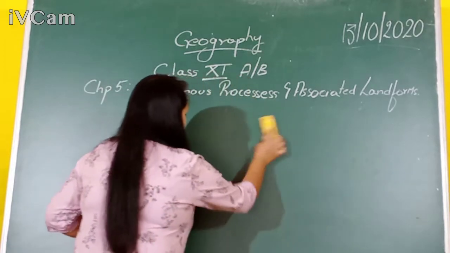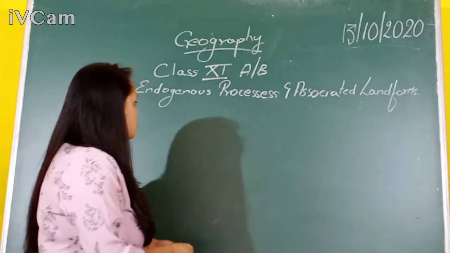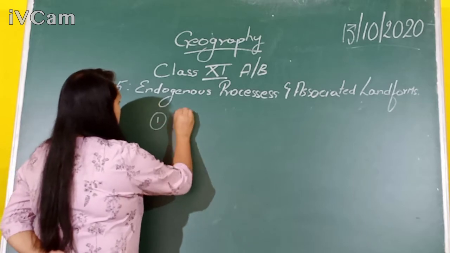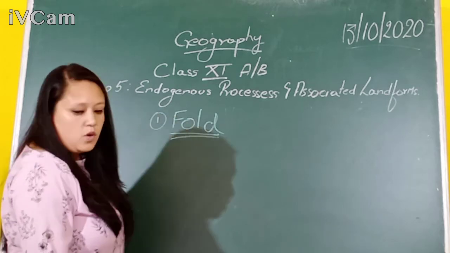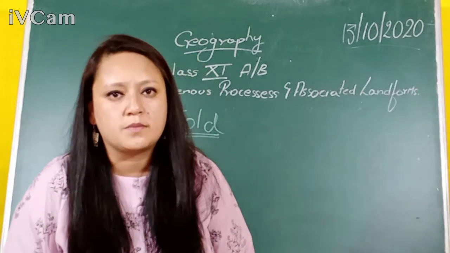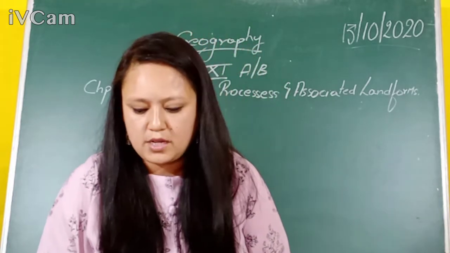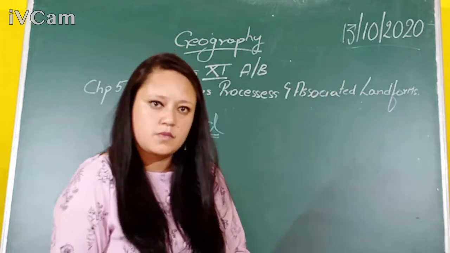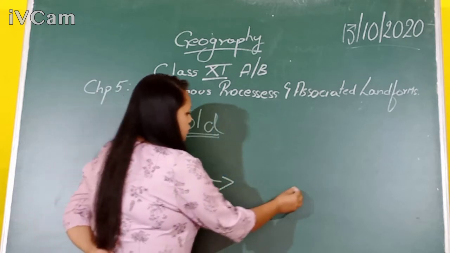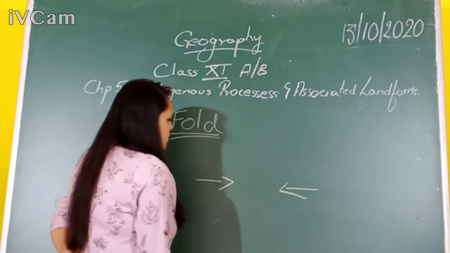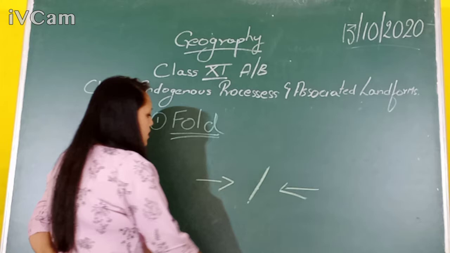Now you know the definition of a mountain. The first kind of mountain we are going to do is the fold mountain. Now what do you mean by a fold mountain? When we were learning this chapter, in the initial phase, I had taught you all about compression. A compression force is a force which is acting from two different directions but towards the same point.